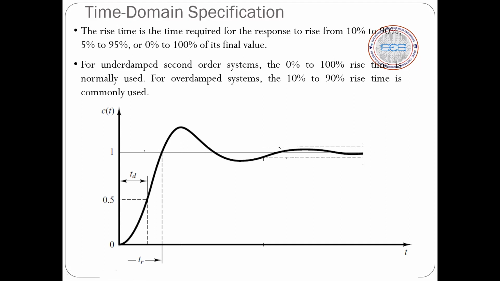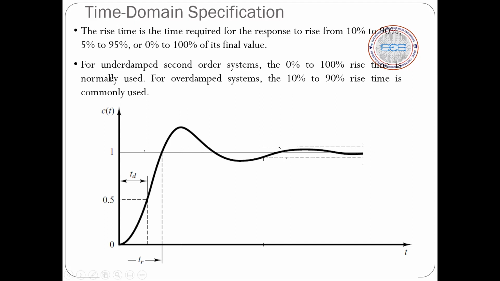For an overdamped condition, your output will never cross the input. So I cannot have 100% because the output will not reach the input. So we say that for the overdamped condition, it is 10 to 90%. The 10 to 90% rise we will consider as the rise time. That is, the output reaching from 10% to 90% is what we define as the rise time.